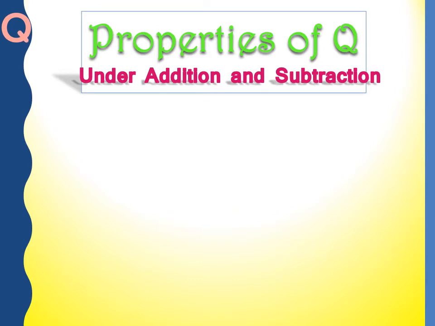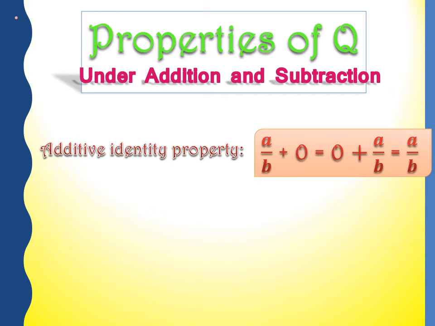Remember that your additive identity in the rational numbers is 0, and the additive identity property I can write like a over b plus 0 equals 0 plus a over b equals a over b. The additive identity is 0, which is also called the neutral element.